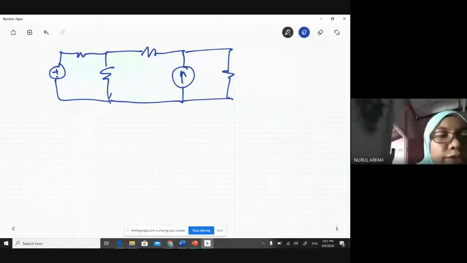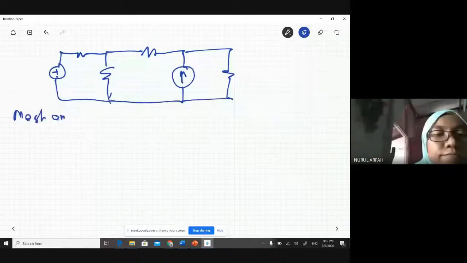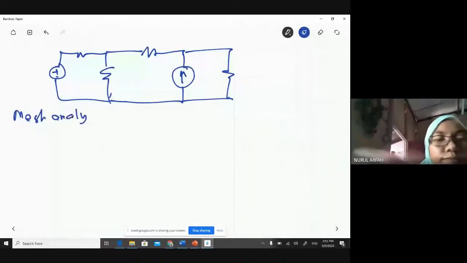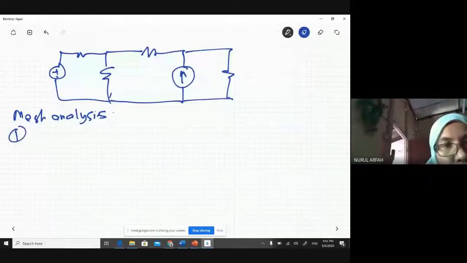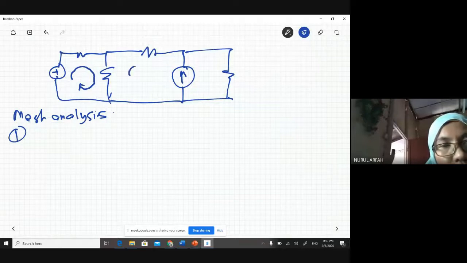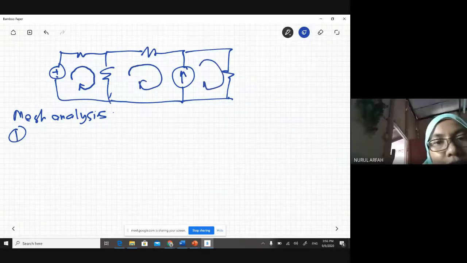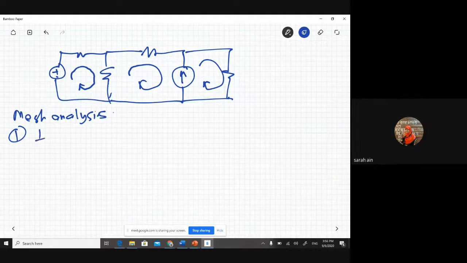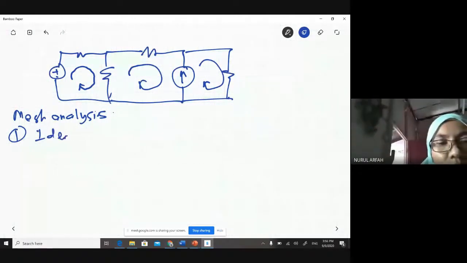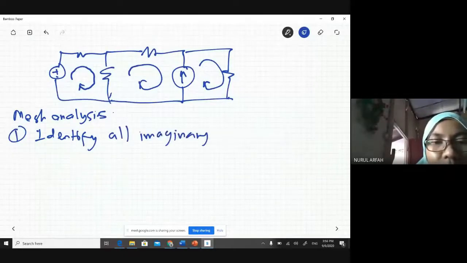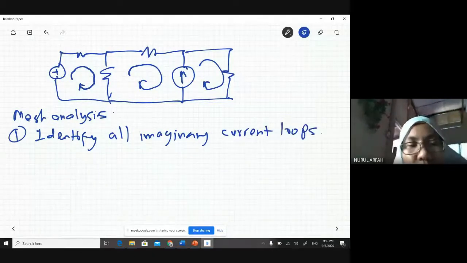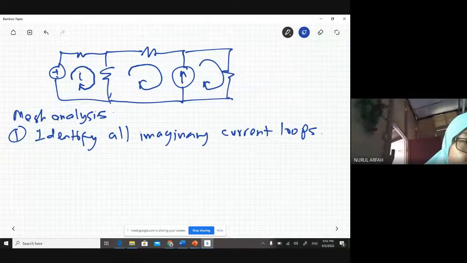Right. First, what should we do for mesh analysis? First, you need to identify all the imaginary current loops. Okay, so let's say this is I1, I2, and I3.